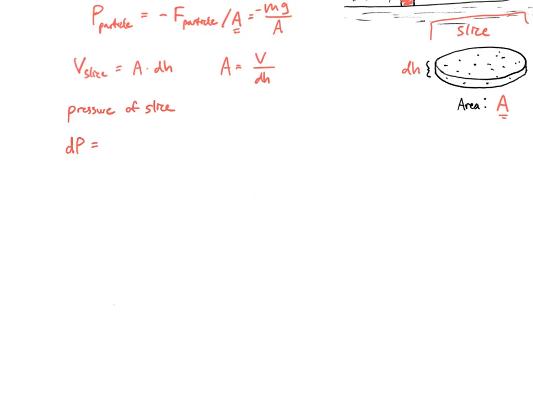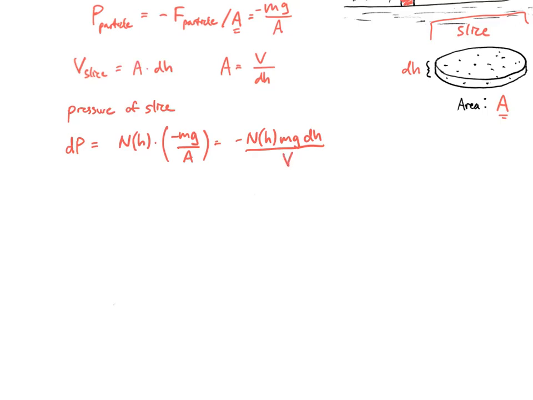Okay, this pressure of the slice equals the number of particles at that particular height in the column, because it's going to be more sparse up high but more dense down low, multiplied times just what I have up above right there for the pressure caused by my particle, which is going to be negative mg over A. And I can just replace my expression for A there and say that this is equal to negative number of particles at that height times mg dH over the volume of the slice.